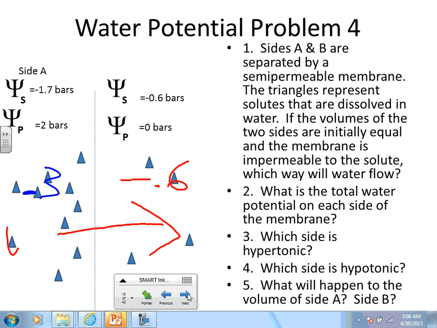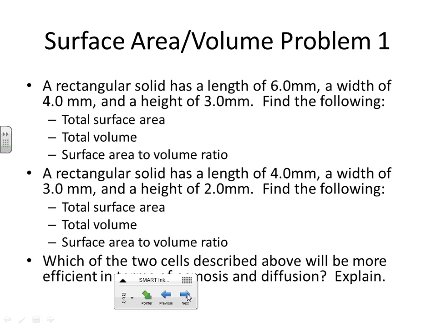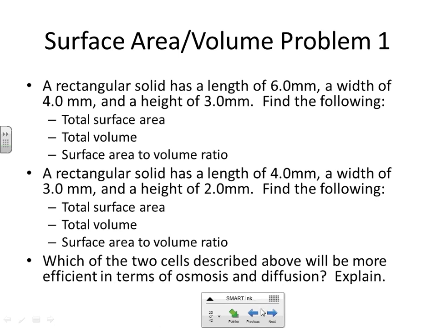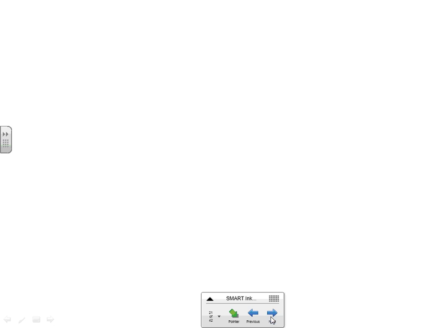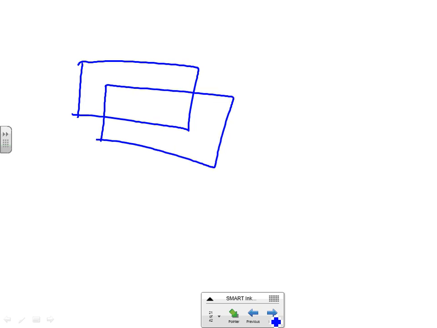Let's switch over and do a surface area to volume. This one will be really easy. Listen, guys. So, on this problem, we've got a rectangular solid. We've got the length, the width, and the height. And we want to find the surface area, the volume, and the surface area to volume ratio. So if we draw that out real quick, here's our rectangular solid.